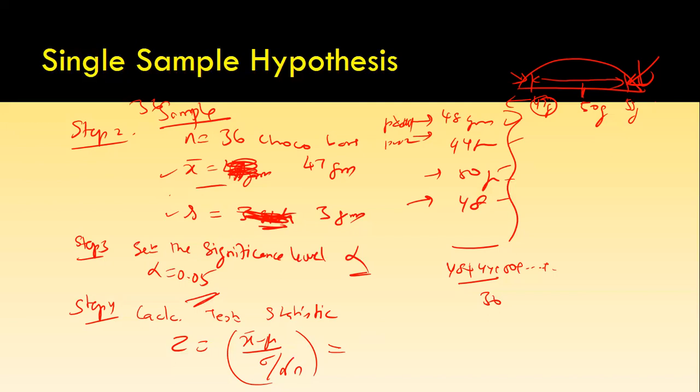So what is x bar here? 47 I mentioned, right? 47 minus what is mu? What does the population mean? 50 gram. Population mean. Yeah. And sigma, what is the sigma given? How much have they given the standard deviation here? How much did I say?